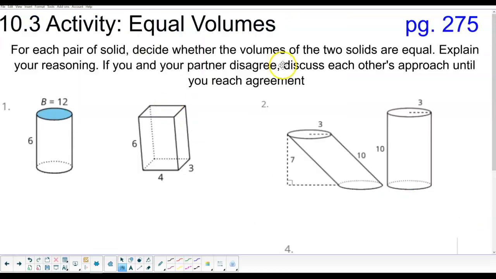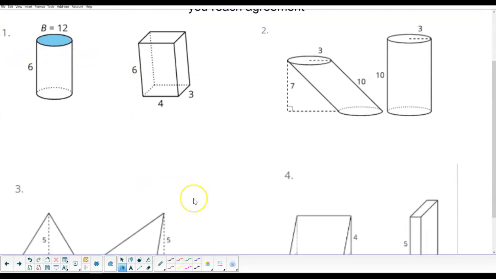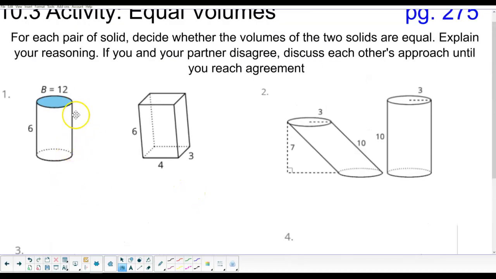We're going to go to page 275. This is activity 10.3, equal volumes. For each pairing of solids, decide whether the volumes of the two solids are equal. Explain your reasoning. If you and your partner disagree, discuss each other's approach until you reach an agreement. I'm going to have you go through all 6 of these. It spans on to page 276. So go through 1 through 6 and decide if they have the same volumes or not. We'll go over the answers shortly.